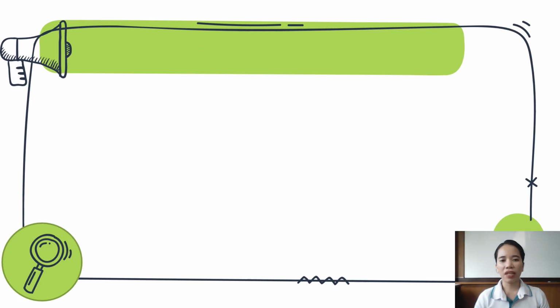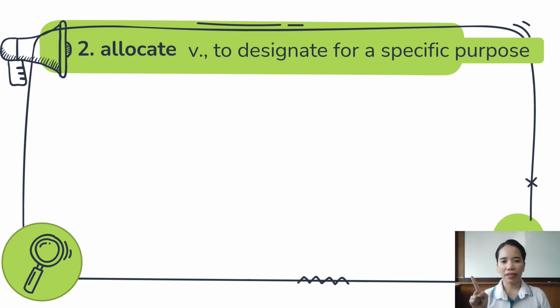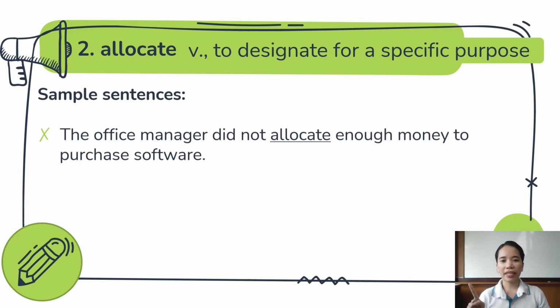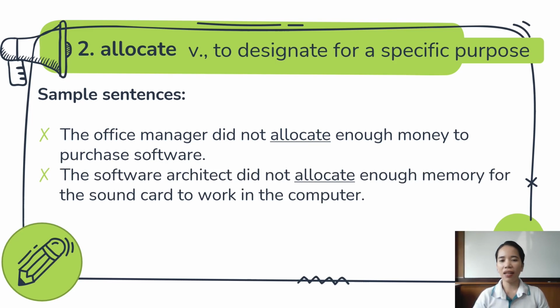Our next vocabulary is allocate. Allocate is a verb which means to distribute or designate resources or duties for a specific purpose. Here are the examples. The office manager did not allocate enough money to purchase software. The software architect did not allocate enough memory for the sound card to work in the computer.